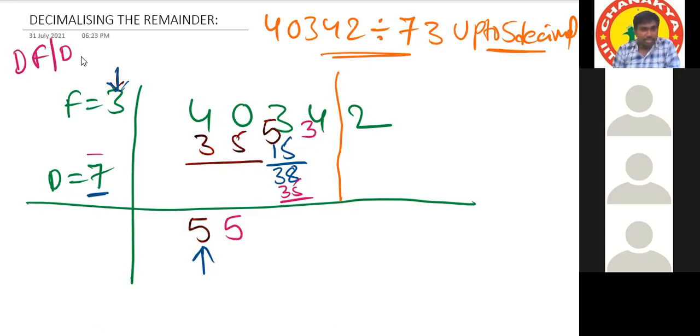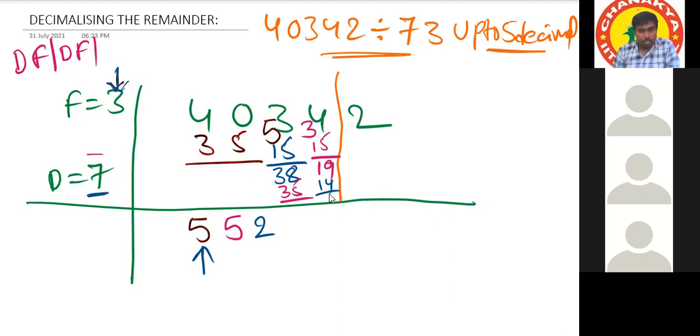Next, again flag multiplication: 5 3s are 15. If you subtract 15, the remainder is 19. Now tell me, in that 19, how many times will 7 go? 2 times only. 7 2s are 14.